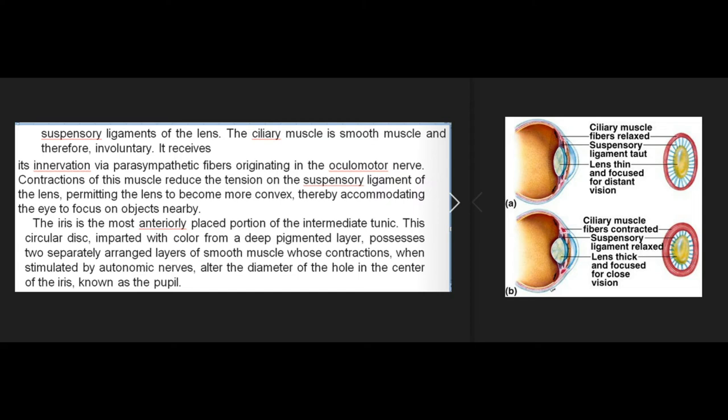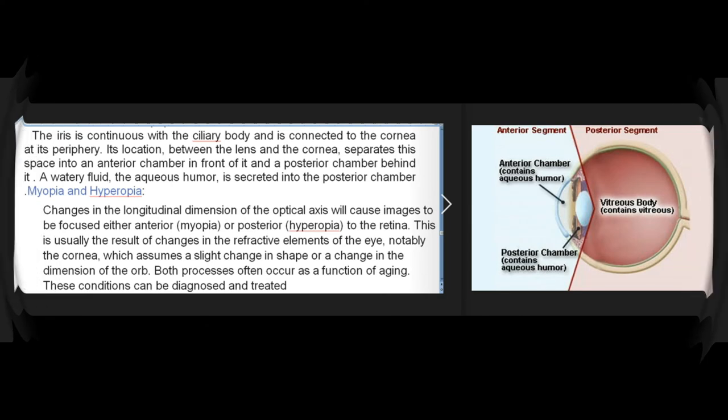The iris is the most anteriorly placed portion of the intermediate tunic. This circular disc, imparted with color from a deep pigmented layer, possesses two separately arranged layers of smooth muscle whose contractions, when stimulated by autonomic nerves, alter the diameter of the hole in the center of the iris, known as the pupil. The iris is continuous with the ciliary body and is connected to the cornea at its periphery.